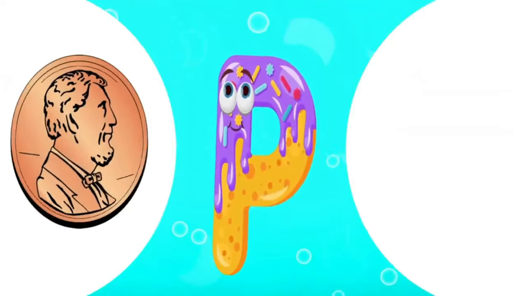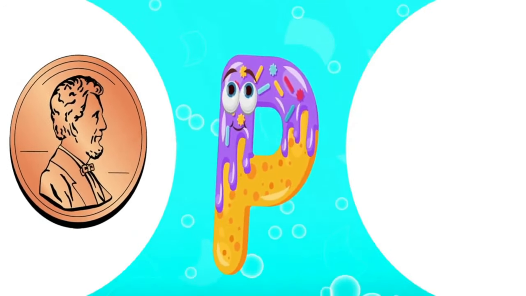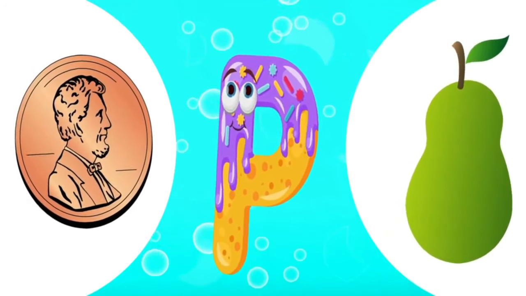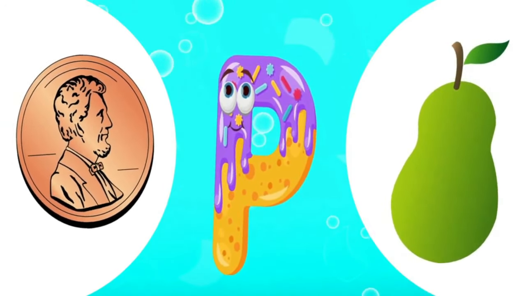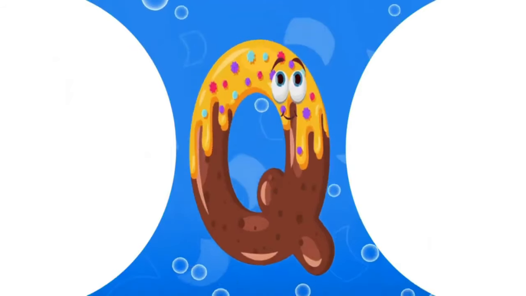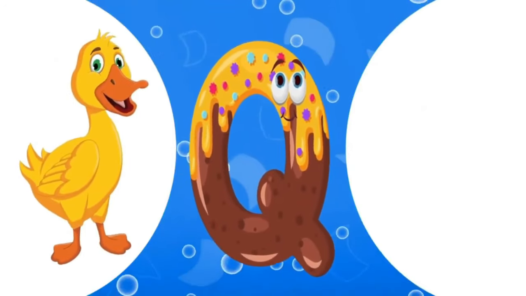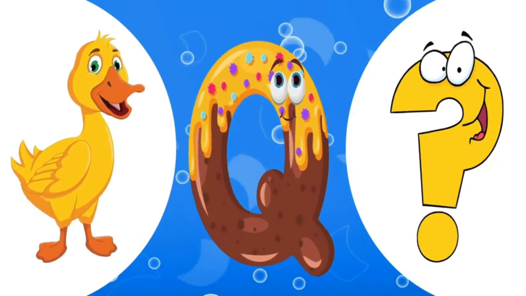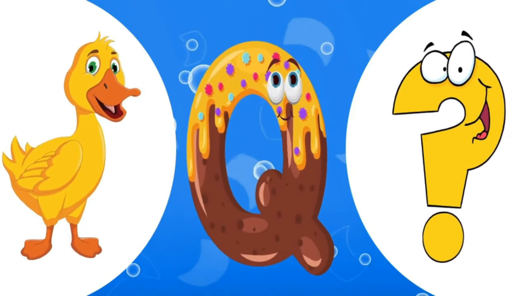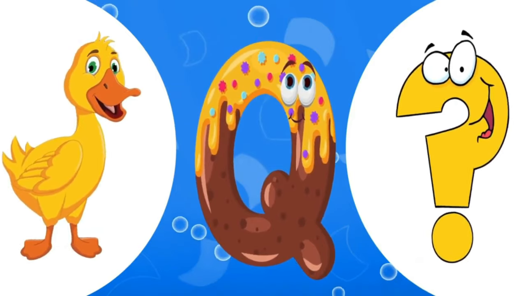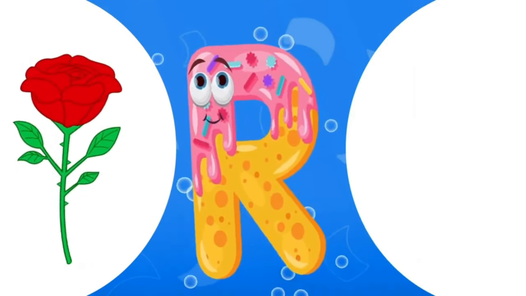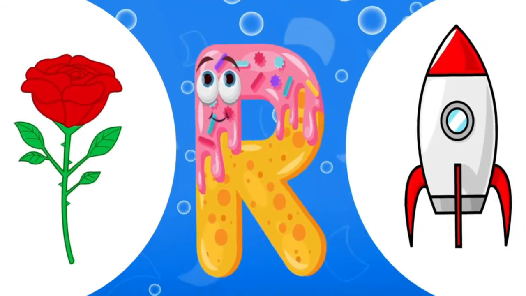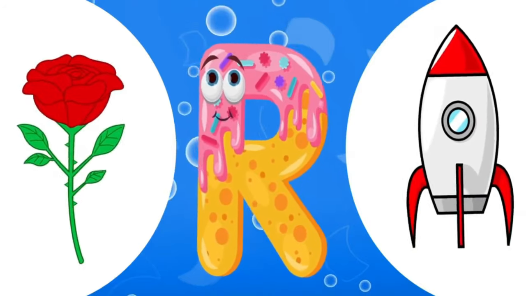P is for penny. P is for pear. P is for pack. Q is for quack. Q is for question mark. R is for red. R is for rocket.